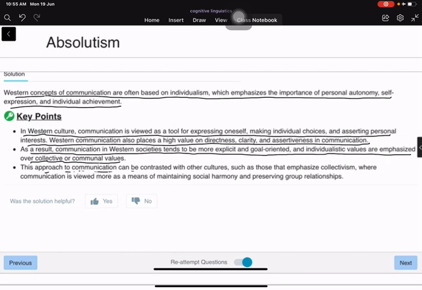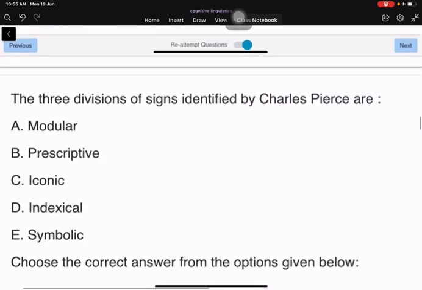This approach to communication can be contrasted with other cultures, such as those that emphasize collectivism, where communication is viewed more as a means of maintaining social harmony and preserving group relationships.